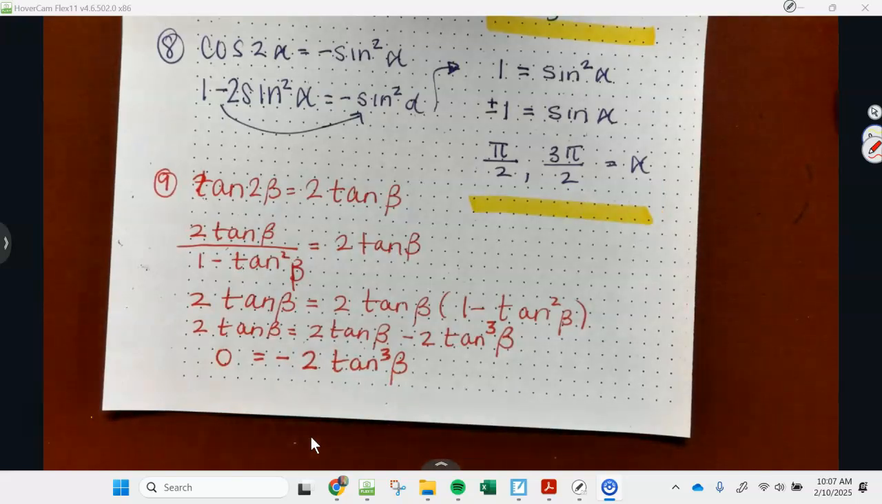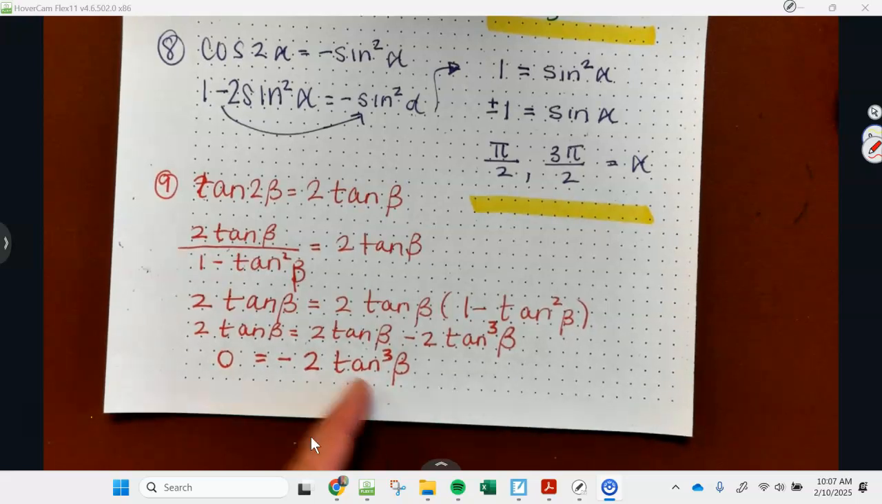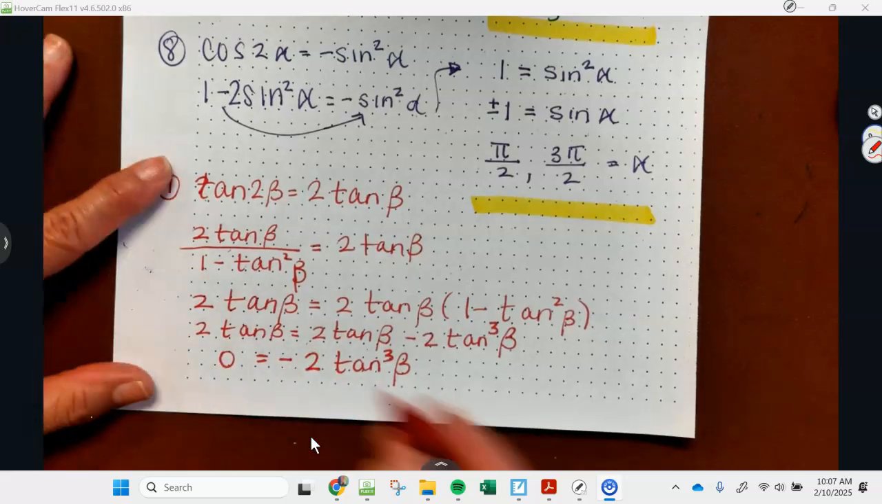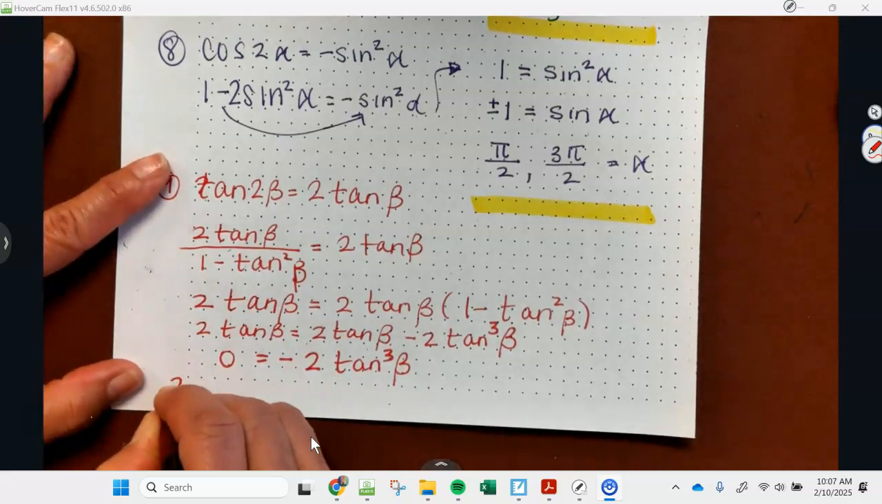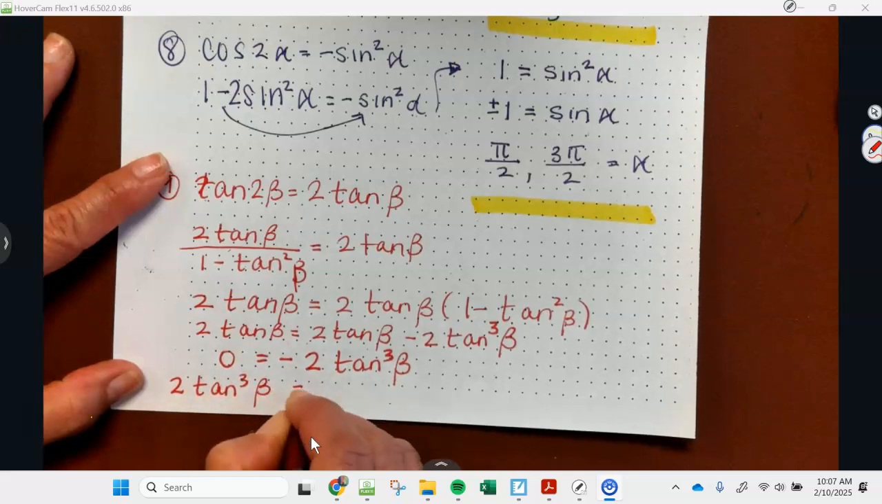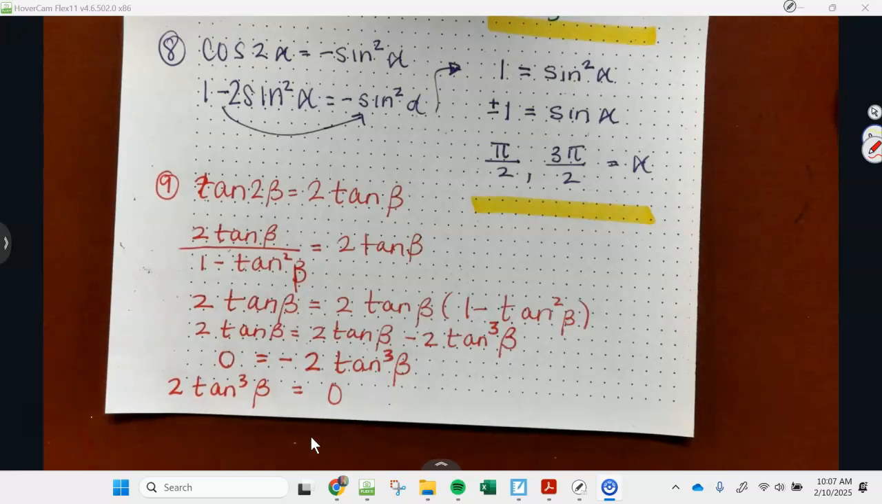And again, y'all, I'm not solving a negative variable. So if that's negative, they're getting switched. I'm moving this to the left, I should have said, and the 0 to the other side. So positive tan to the third beta equals 0. Divide both sides by 2. It's still going to equal 0.